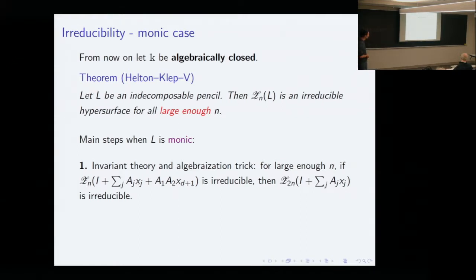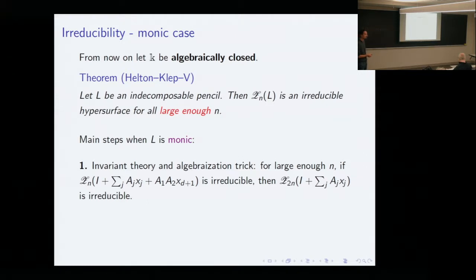Again, use the algebraization trick. So you want to prove something like this: if you know that this pencil, when I add one more variable at the end, is irreducible for large enough n's, then this pencil is going to be irreducible for 2 times the size that I used before. So somehow you see that if I know some irreducibility after adding some products to my coefficients, then I can say something about irreducibility of the original pencil.